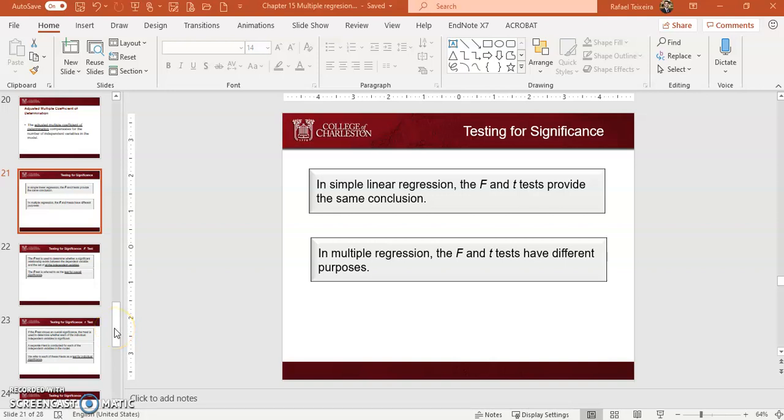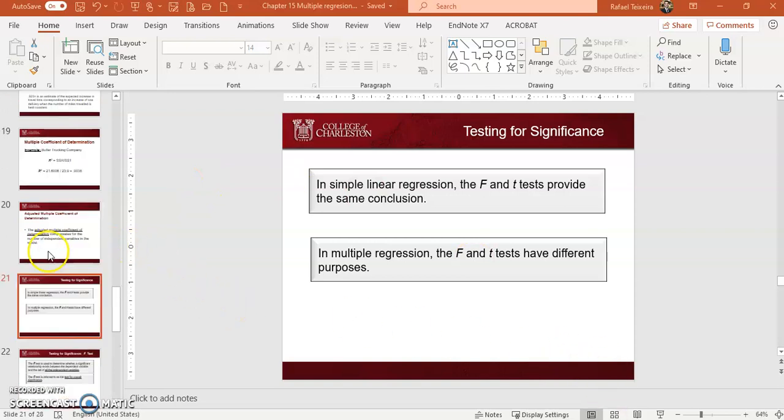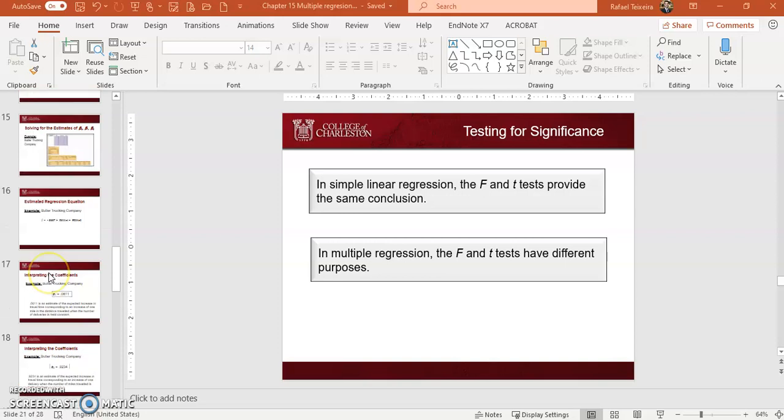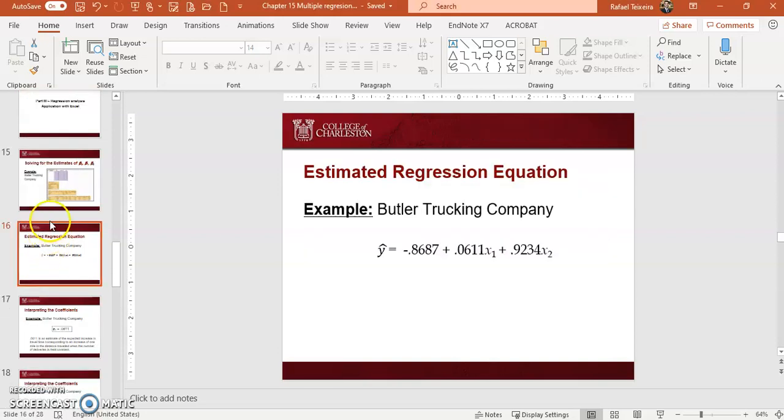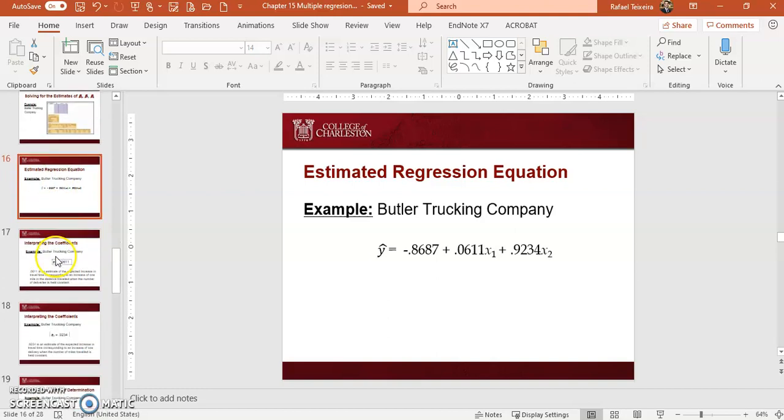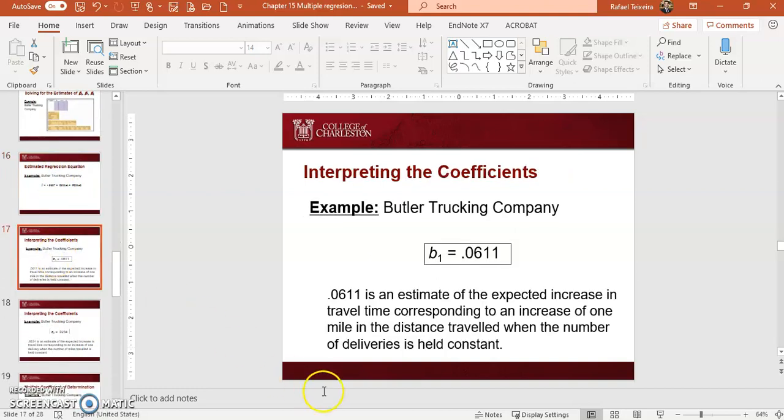Hi, this video is to talk about test of significance in multiple linear regression. This is chapter 15 of our book, Anderson book, Essentials of Business Statistics. And just to tell you that in the previous video, what I showed you is the Butler Trucking Company example case to discuss about using Excel.